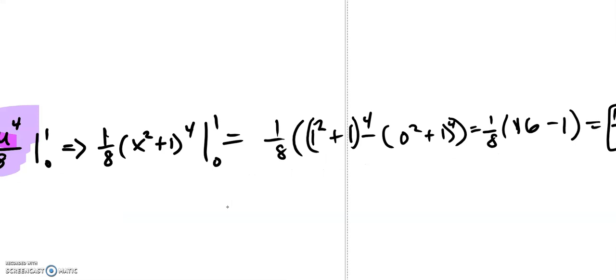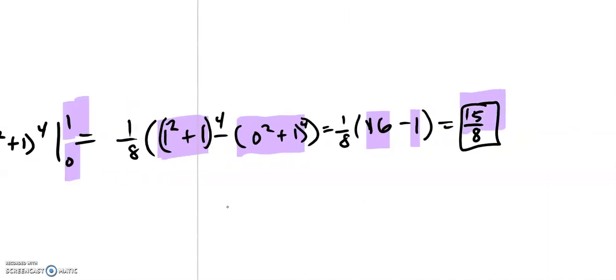So when you plug in your upper minus your lower, when you plug in your upper, you get 1 squared plus 1 to the 4th minus your lower, 0 squared plus 1 to the 4th. That is 16 minus 1, which is 15. And so our final value for that integral is 15/8.